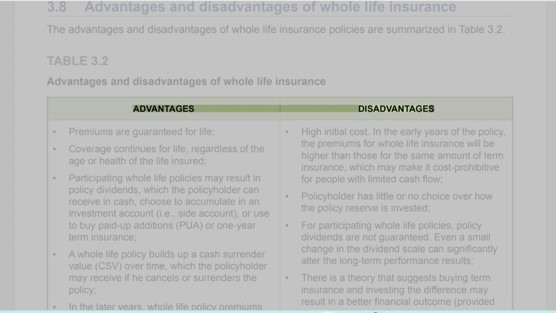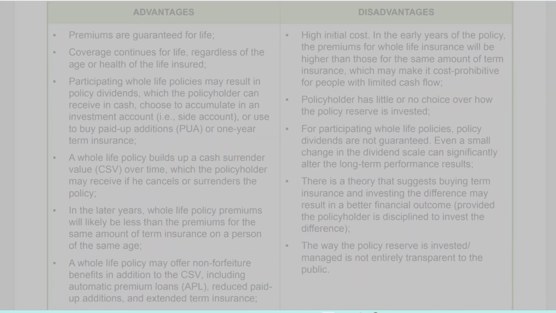Advantages. Premiums are guaranteed for life. Coverage continues for life, regardless of the age or health of the life insured. Participating whole life policies may result in policy dividends, which the policyholder can receive in cash, choose to accumulate in an investment account, i.e., side account, or use to buy paid-up additions, PUA, or one-year term insurance. A whole life policy builds up a cash surrender value, CSV, over time, which the policyholder may receive if he cancels or surrenders the policy.